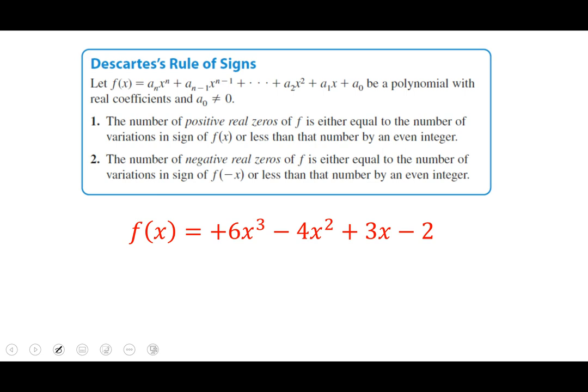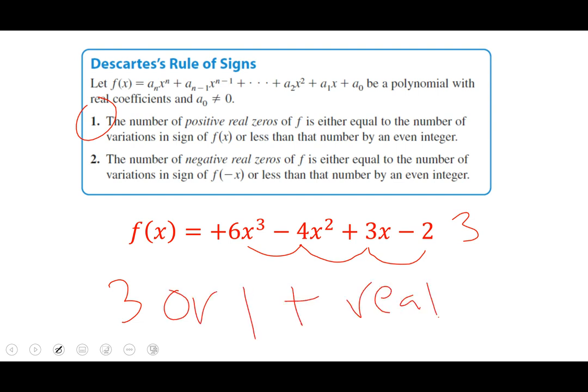So again, I recopied for you the rule, and we're going to go ahead and start with condition number 1. So I'm going to count the number of sign changes. 1, 2, 3. So the fact that there are 3 sign changes tells me that there are going to be 3 or 1 positive real zeros. Remember, it's either the number of sign changes or less than that by an even integer. So there's either 3 or 1 positive real zeros.